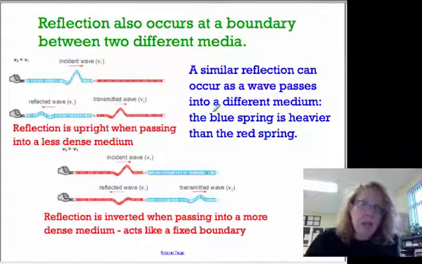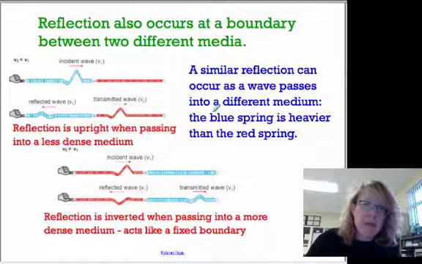Same thing happens though when we're not just talking about one slinky hitting a wall. If you have a wave passing through from one medium to another medium, in this case, the little pictures here show two different slinkies, two different springs with different densities. So you can imagine that the blue spring is a real heavy-duty spring, and the red spring is a kind of lighter weight spring. When you have an incident wave going from heavier to lighter, it's kind of like that loose end that we saw in the other picture, and the reflected wave comes back. I'm not talking about the transmitted wave. The reflected wave here, when it's reflecting off of a lighter boundary, a less dense boundary, the reflection is upright.